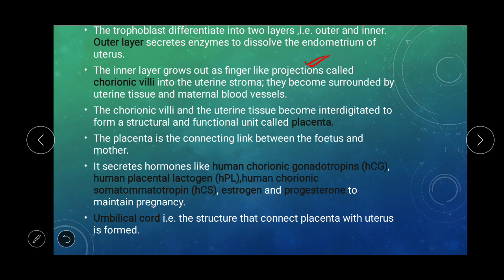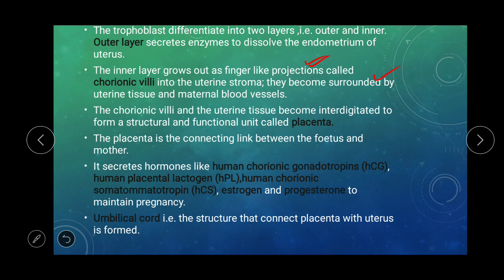That finger-like projection will help to penetrate the uterine stroma better, and they will provide more surface area, so they become surrounded by the uterine tissues and the maternal blood vessels. The chorionic villi and the uterine tissue become interdigitated, that is, they will get intermingled with each other.